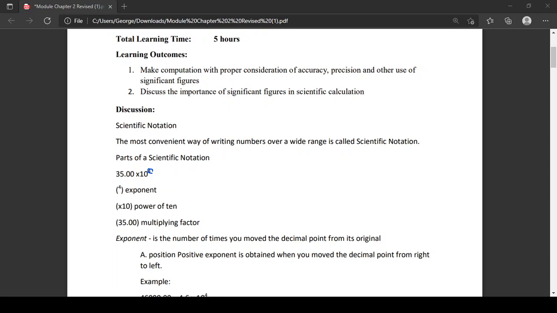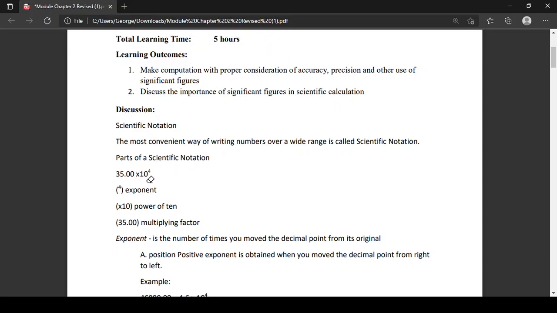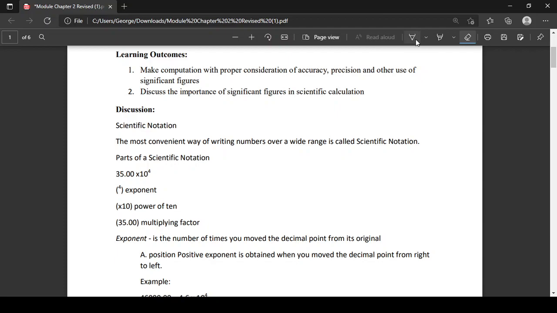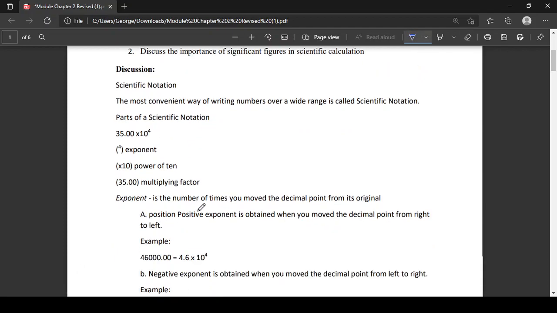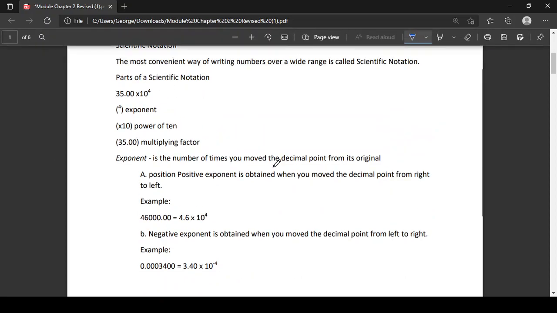So again, the 3 parts of your scientific notation, what are those? Exponent, power of 10, multiplying factor. Very good. So next, our exponent, kids. Its description is the number of times you move the decimal point from its original position. Kids, your exponent represents the number of times you move the decimal point from its original position.